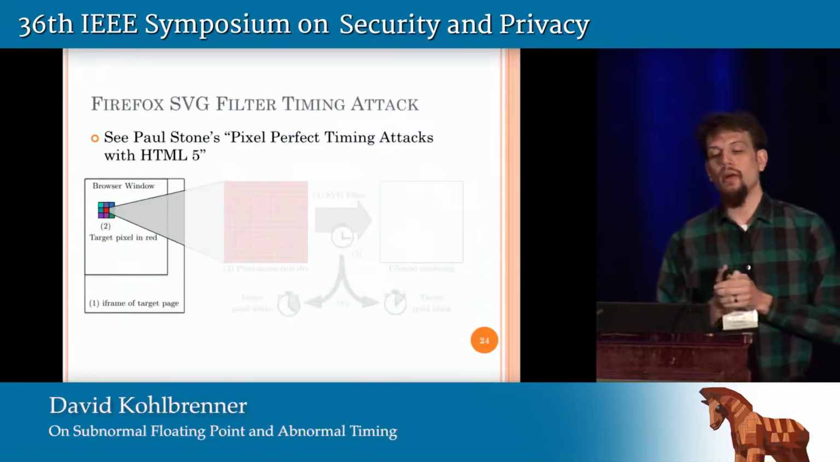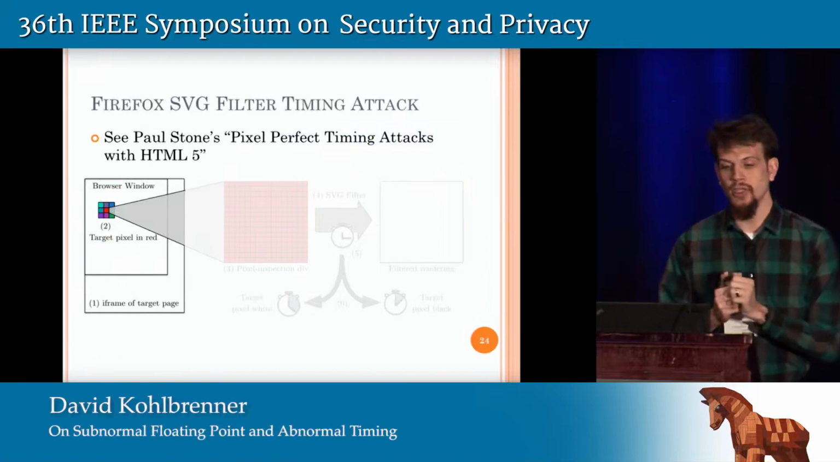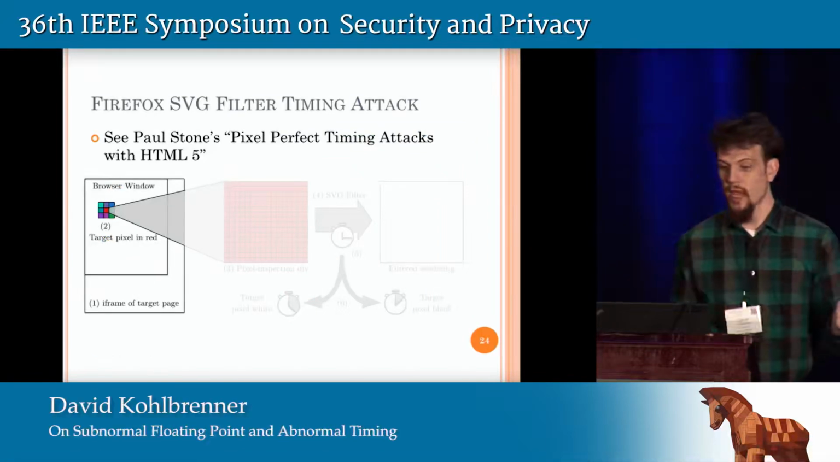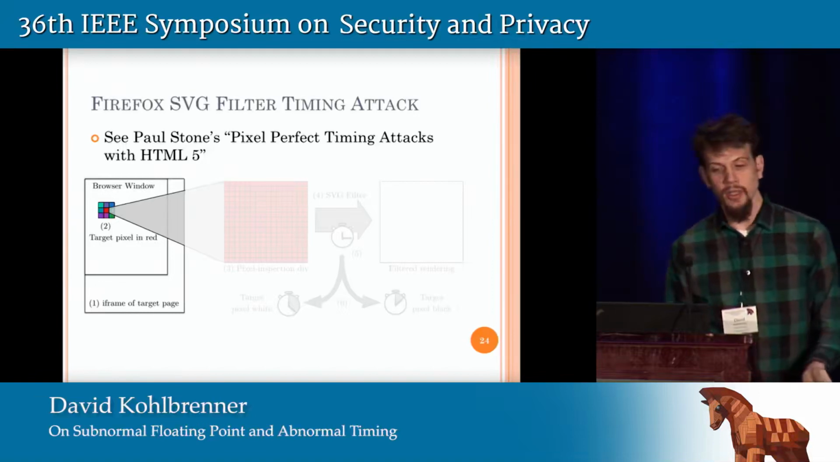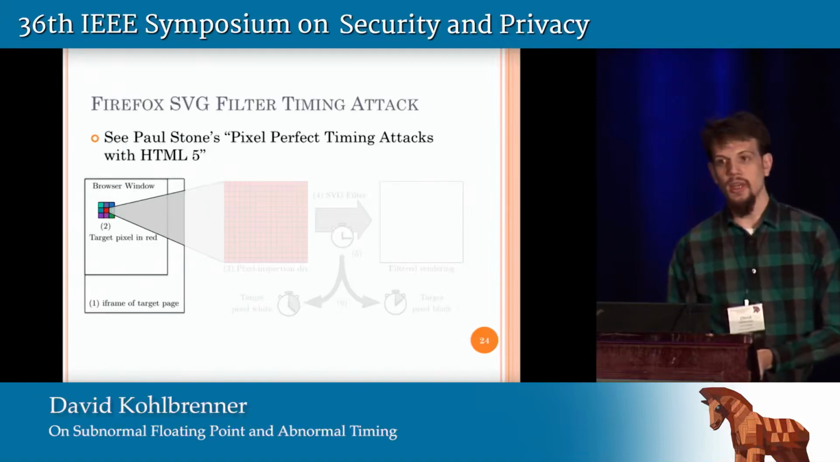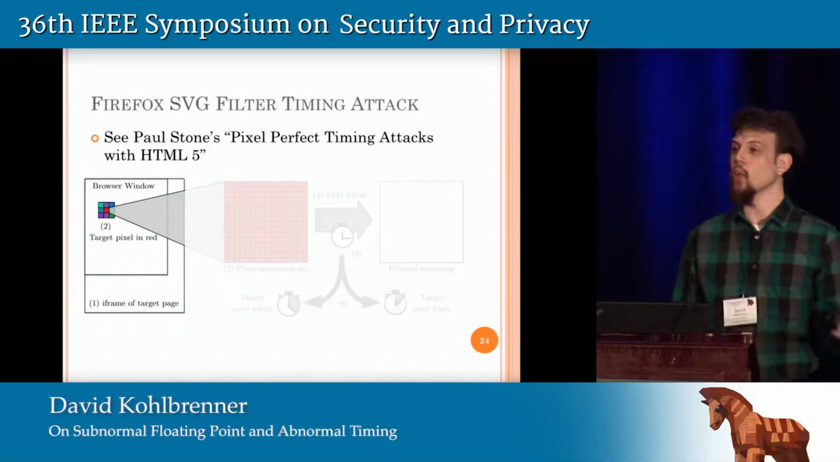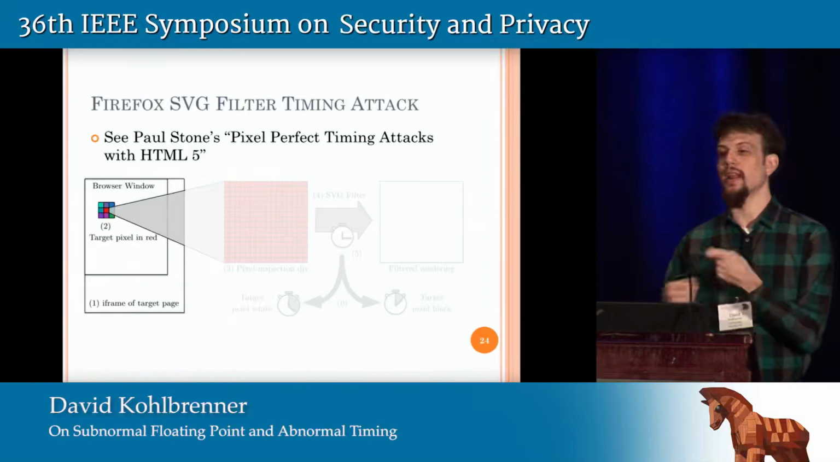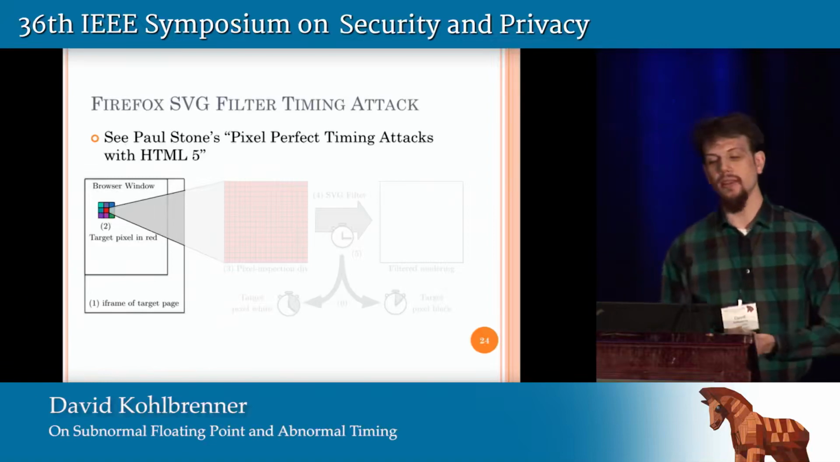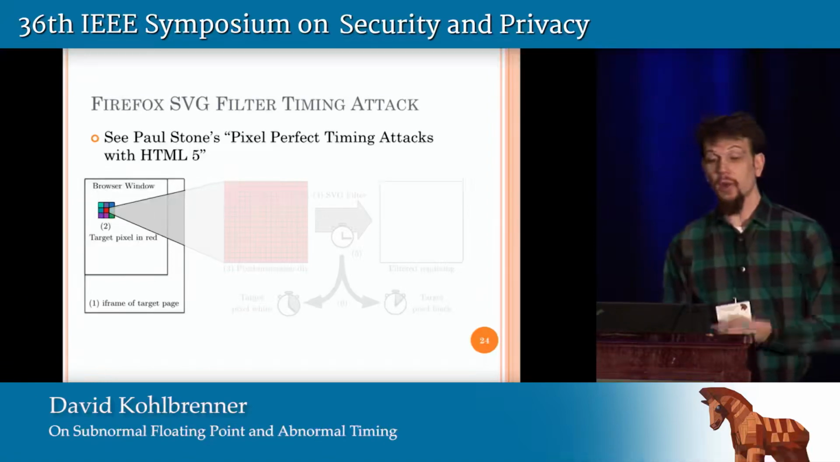So I'm going to go over now kind of a high-level version of Paul Stone's pixel-perfect timing attacks with HTML5. This was an attack on Firefox privacy that used SVG filters. The purpose of it was that an attacker web page could iframe a victim web page and then read pixel data out of that web page, effectively violating the same origin policy. So that's what we have right here.